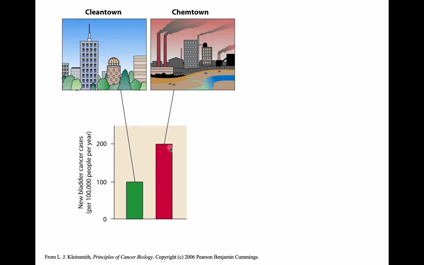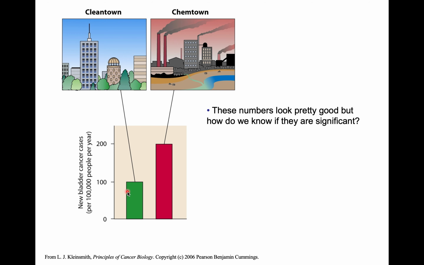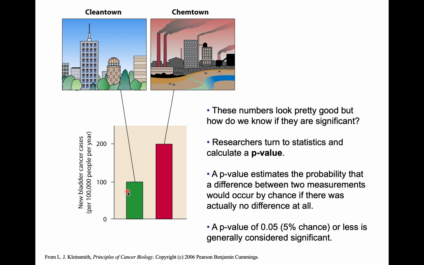If we look at their hypothetical data here, we say, oh, okay, well, they had 200 cases per 100,000 people per year in Chemtown versus 100 in Cleantown. So that seems more substantial for sure. But still, really, the question any scientist can ask is, okay, well, is that a statistically significant difference or not? So if you haven't taken a statistics class, I would definitely encourage you to do so. It'll come in, I think, very handy if you're pursuing science and medicine in any way.